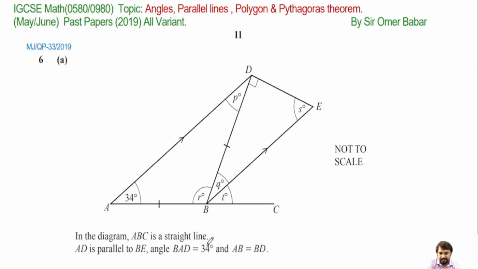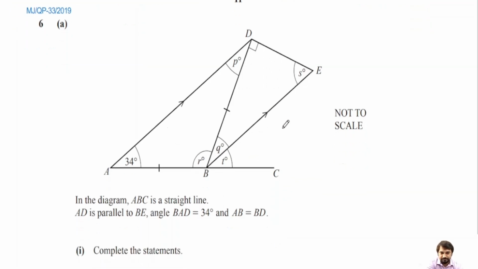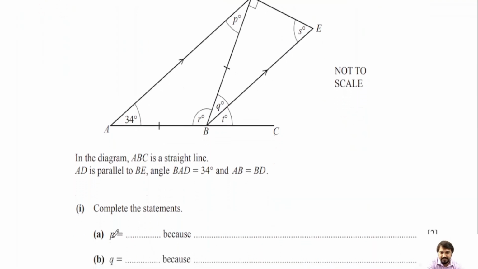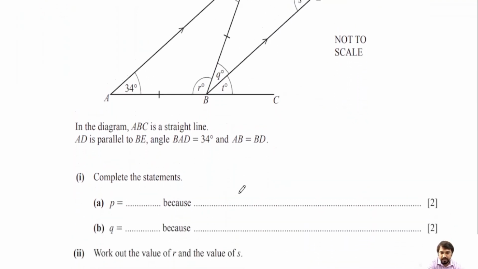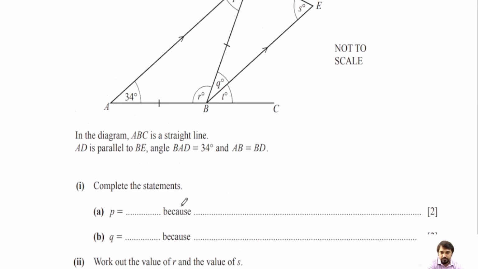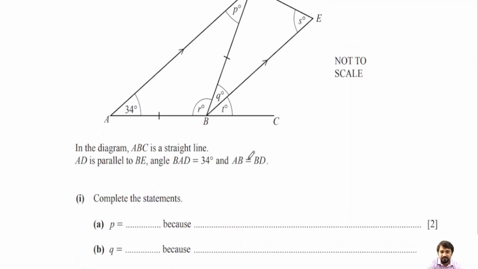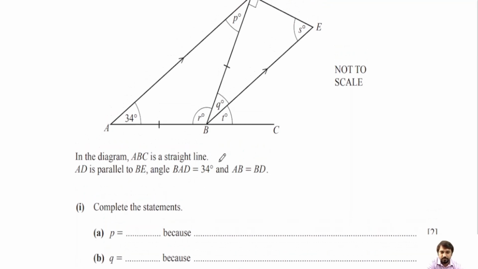Angle BAD is 34 degree. BAD, this angle is 34 degree. AB equal to BD. The side AB equal to BD. This is the information. Complete the statement. P equal to Y and Q equal to this Y. We have to tell the situation and also tell Y what does it equal to. That is P is equal to which number, the angle, and Q is equal to what.